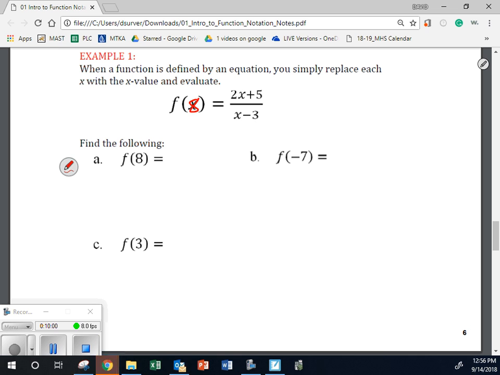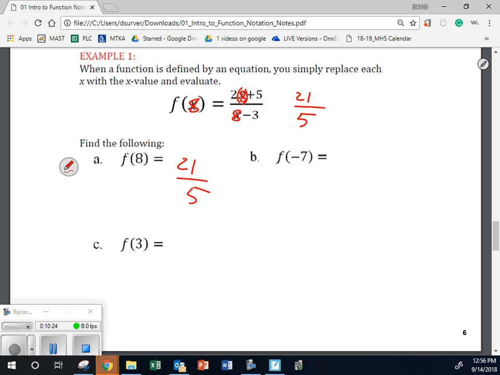So you stick in an 8 here, and you stick in an 8 here and here. Remember, that means 2 times the 8, so it's 16 plus 5, 21 over 8 minus 3 is 5, 21 fifths. Raise your hand if you had 21 fifths. Awesome. Okay, I think you get sticking in a number.